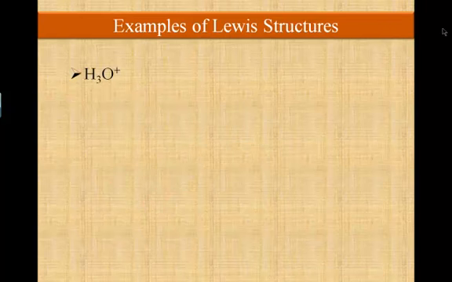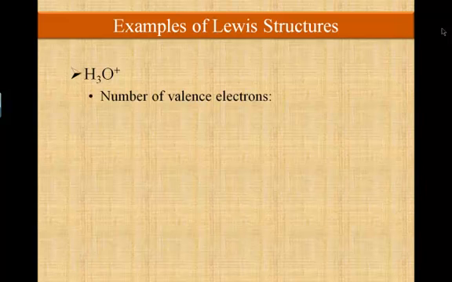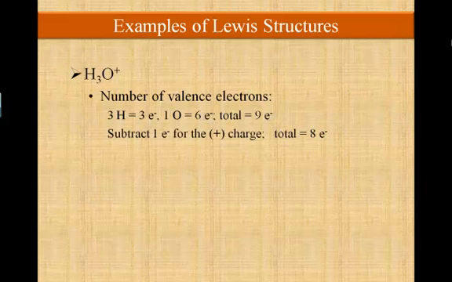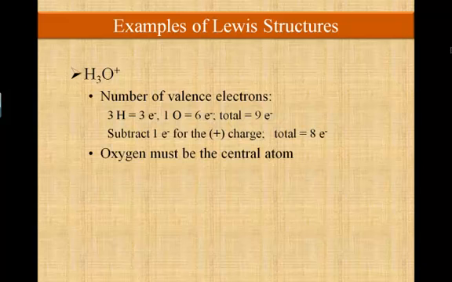Let's look at something that has a positive charge now, H3O+. Calculate the number of valence electrons. 3 hydrogens gives me 3 electrons. 1 oxygen gives me 6. That's a total of 9. But I have a positive charge, so that means I have to subtract an electron. This gives me a real total of 8 electrons.